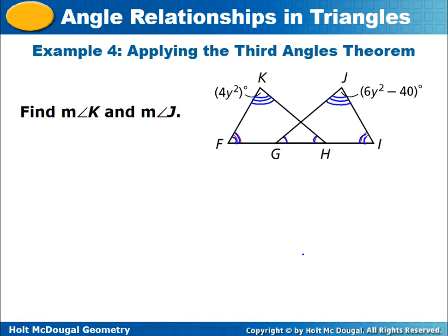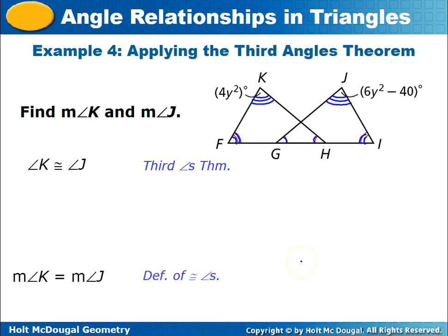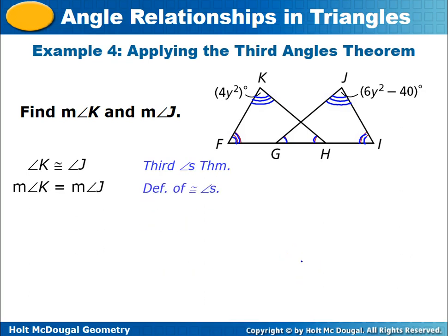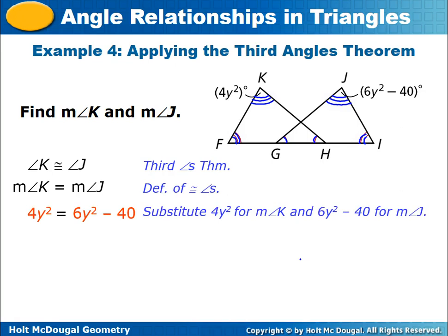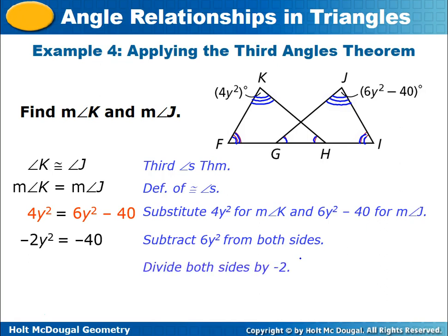So we are now going to write an equality statement here. We can say angle K is congruent to angle J. So the measure of angle K is equal to the measure of angle J. I'm going to go ahead and set those equal to each other. So we're going to subtract the 6y squared from the 4y squared. That's going to give us negative 2y squared is equal to negative 40. Then we're going to divide both sides by negative 2. So we can see now that y squared is equal to 20.